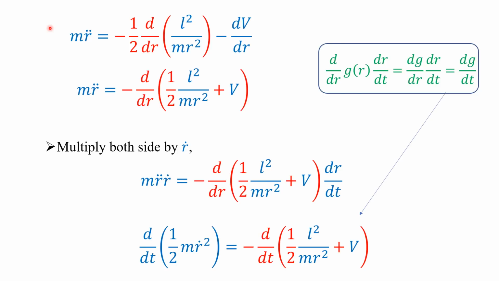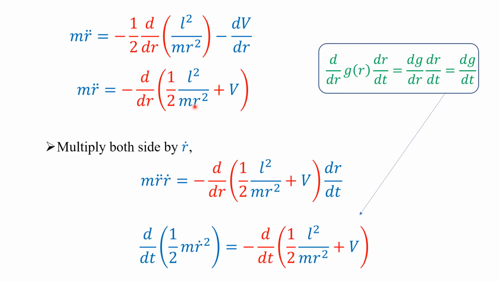So just now we have seen m r double dot is equal to half minus half d by dr of L squared over m r squared minus dv by dr. So here also you have minus d by dr, here also minus d by dr. You can take minus d by dr outside, then you bring this half inside, so this will become half L squared over m r squared plus v, because already we have taken minus outside.